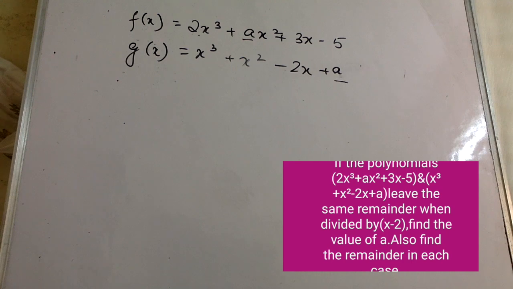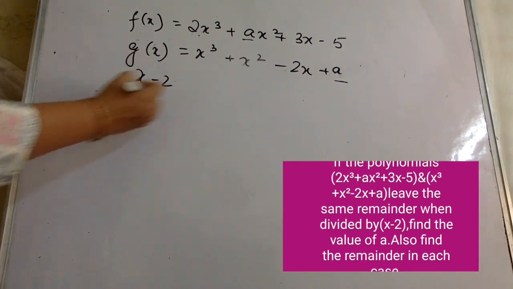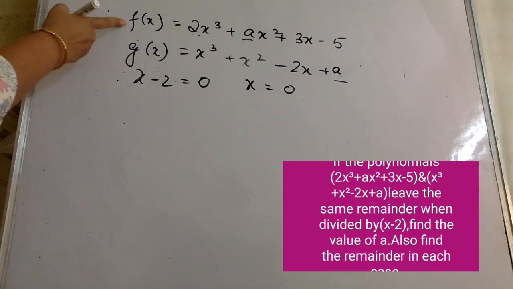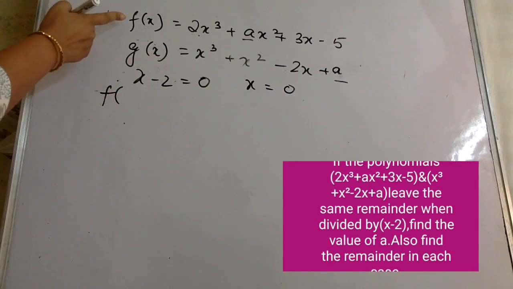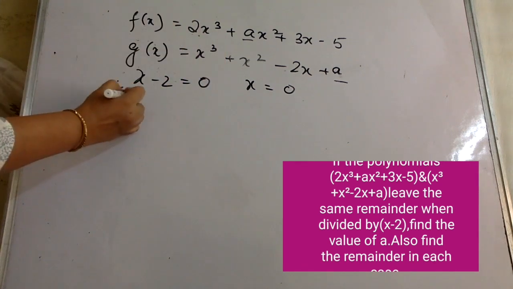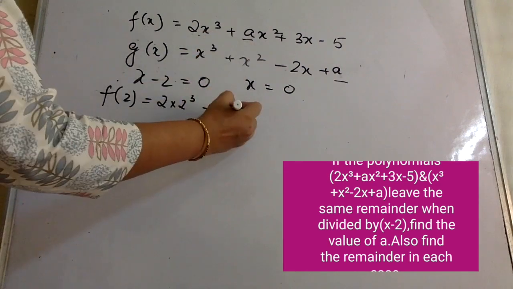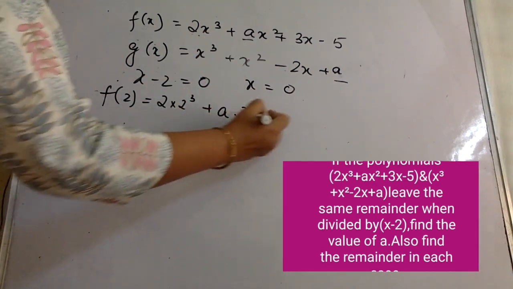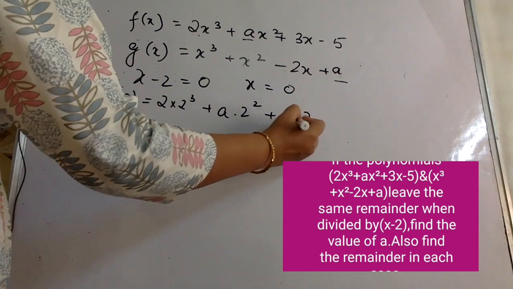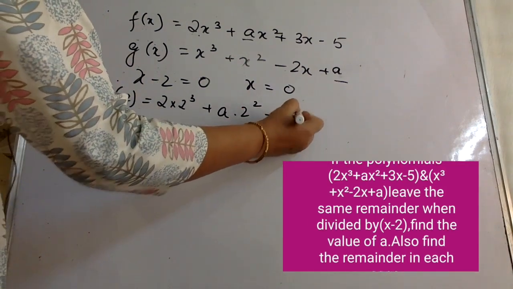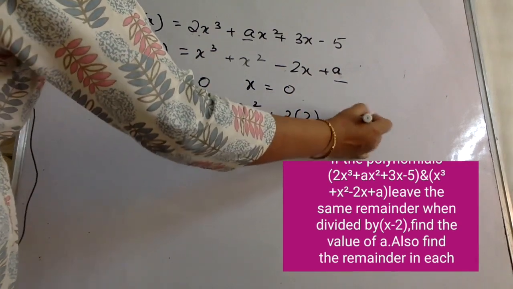Now let us start with the first part. What is dividing them? x minus 2 is dividing them. So if I equate it to 0, x is equal to 2. Now I shall first make f(2), because I am finding the remainder when this divides this. So f(2) is 2 into 2 cube plus a into 2 square. This dot is for multiplication, plus 3 into 2. It's not 3.2. If it confuses you, you can put a bracket here, minus 5.